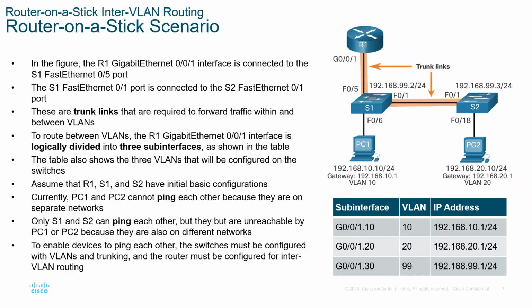Assume that R1, S1, and S2 have identical basic configurations. Currently, PC1 and PC2 cannot ping each other because they are on separate networks. PC1 is on the 10 network, PC2 is on the 20 network. To enable devices to ping each other, the switches must be configured with VLANs and trunking, and the router also must be configured for inter-VLAN routing. Without a router in this picture, PC1 will never be able to speak to PC2.